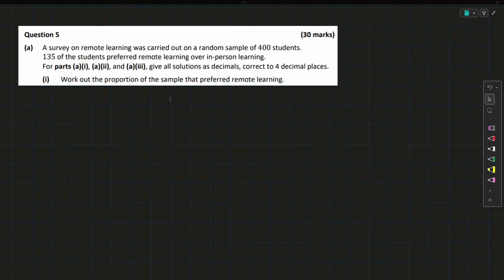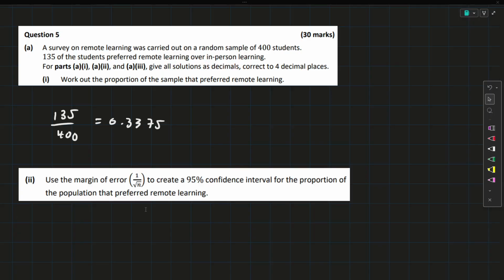This is 2022 Paper 2 Question 5. We have a sample of 400 students, and 135 preferred remote learning. We need to figure out what proportion that is. Well, that's very easy: 135 out of the 400 people preferred remote learning. Then you can just get a number on that, and that'll be equal to 0.3375. Then we're told to use the margin of error 1 over root n to create a 95% confidence interval.